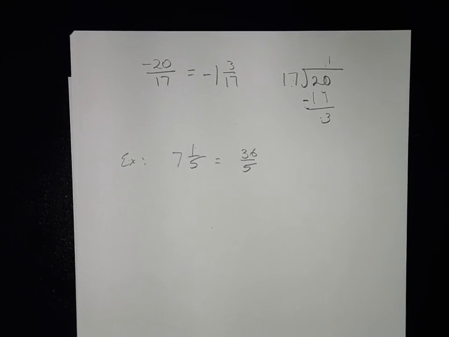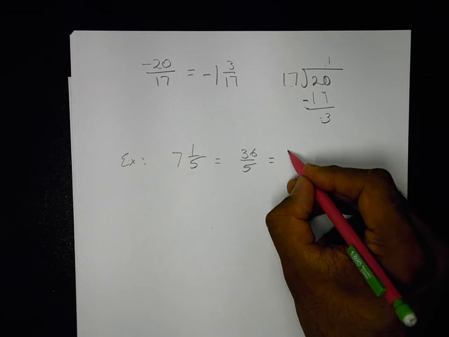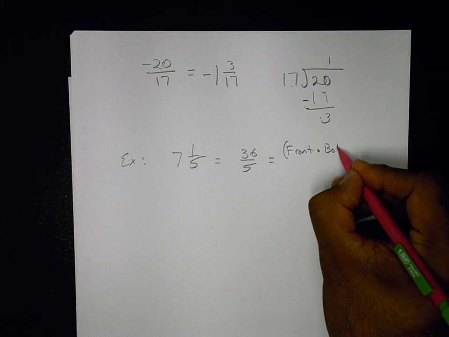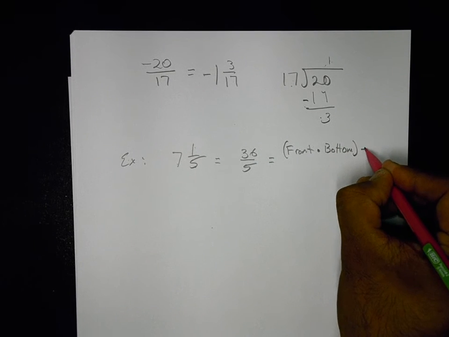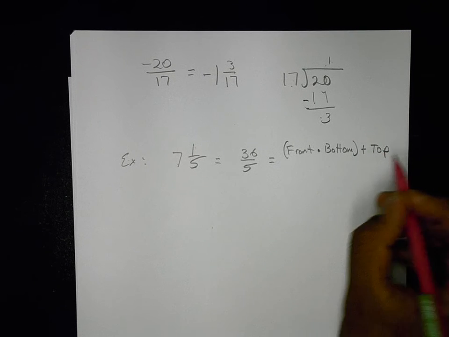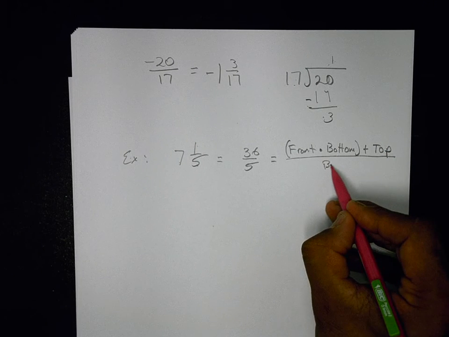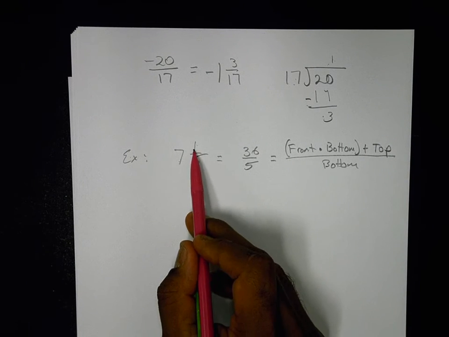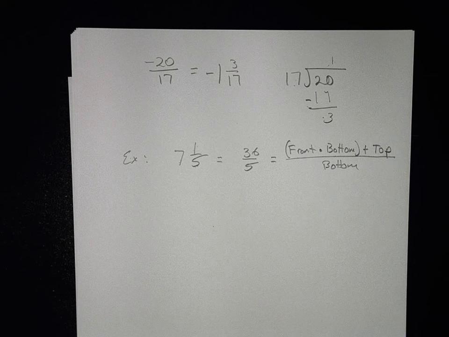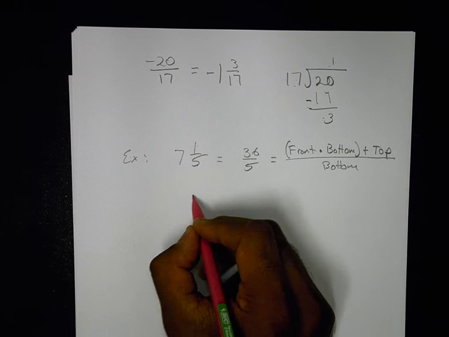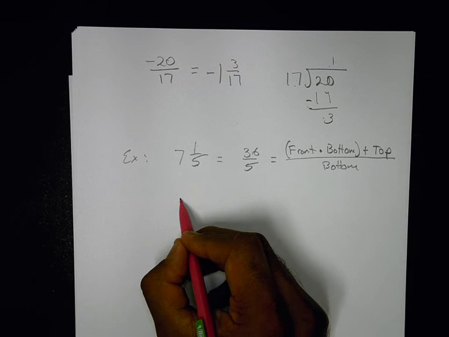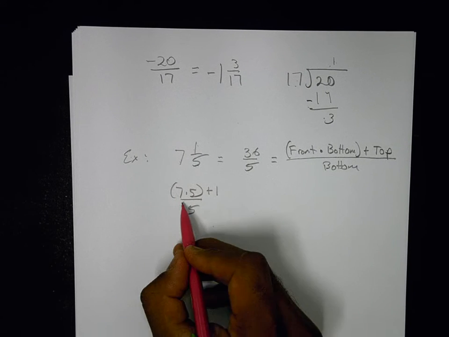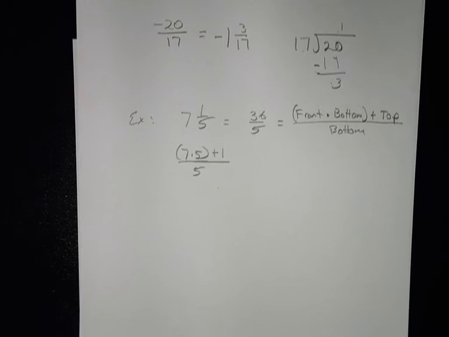So what I'm finding is that new numerator. It comes from the front number times the bottom number plus the top number, all over the original bottom number. So it's the front one times the bottom one plus that one. That's where I got my 36 from. If I wanted to do that all in one step, it's going to be over 5, and it would be 7 times 5 plus 1. That's where I got the 36 from.